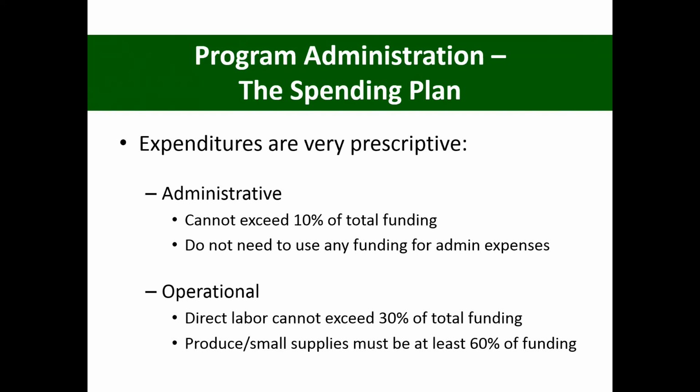And then operational costs, direct labor, cannot exceed 30% of your total funding. Once again, some school districts do not charge Fresh Fruit and Vegetable for administrative or direct labor costs. They just absorb that into their National School Lunch Program. You're welcome to do that if you wish. And if you do that, then you can use 100% of your funds to buy produce, vegetables, or small supplies as needed. As you can see on the screen, it says produce and small supplies must be at least 60% of funding. So 30, 60, and 10, 100% of your funding.